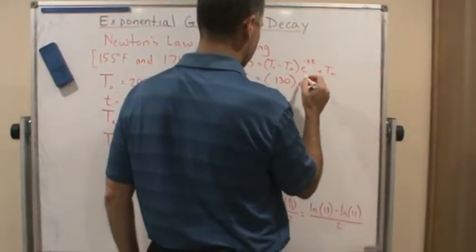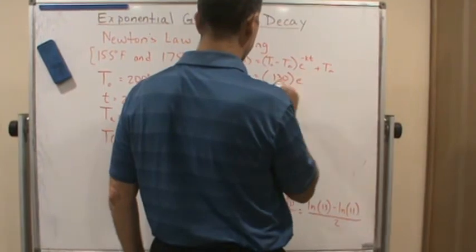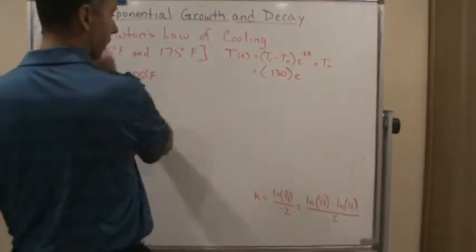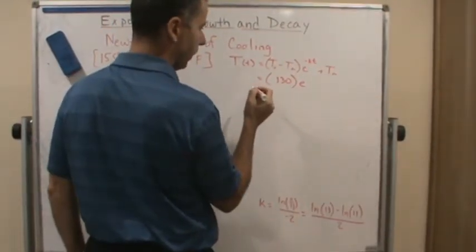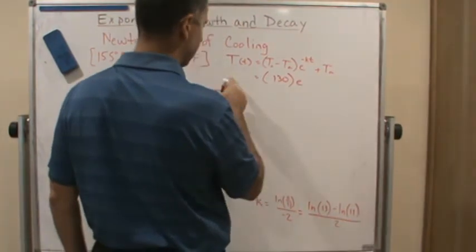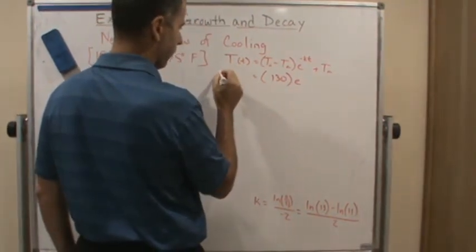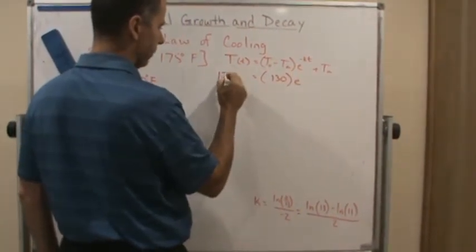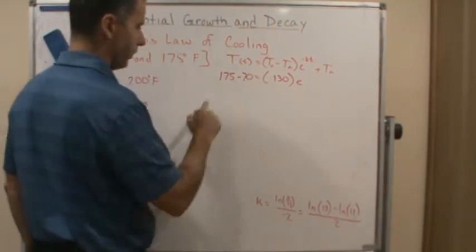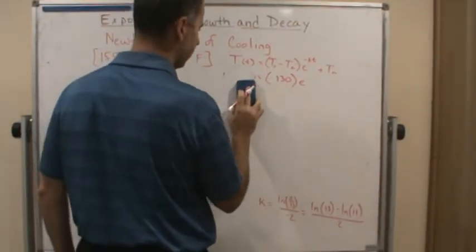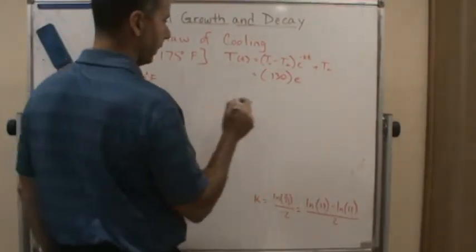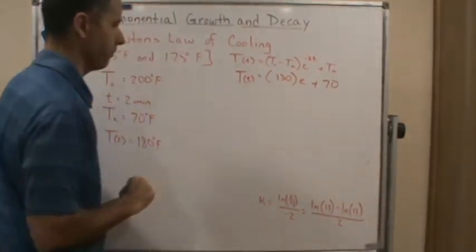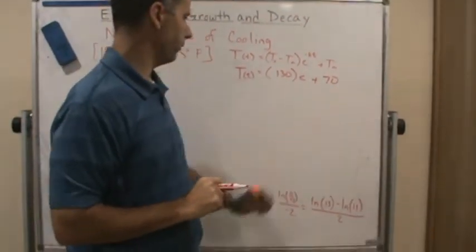So let's simplify this. So this is going to be 175 minus 70, right? So this is going to end up being 105, right? So this is plus 70. Okay, so this becomes a general formula.